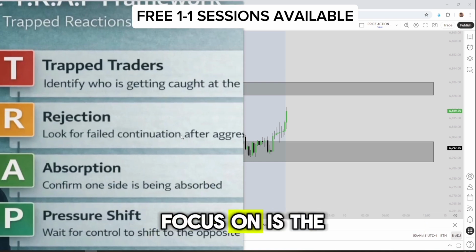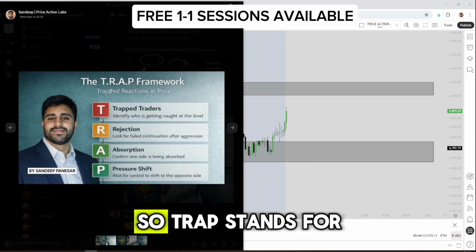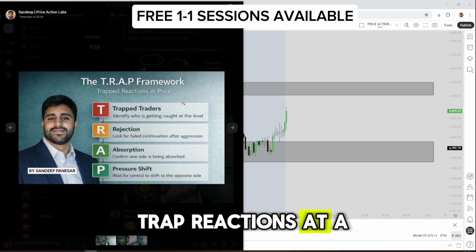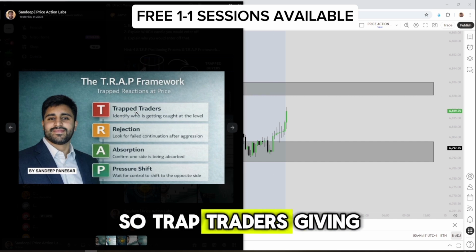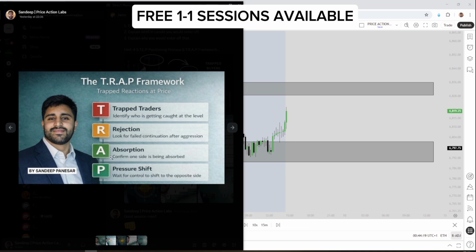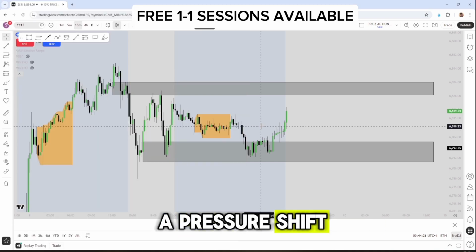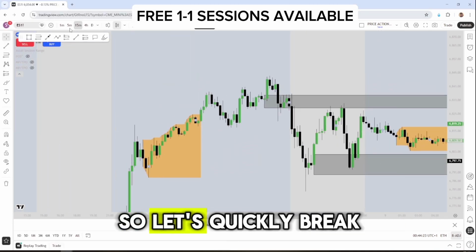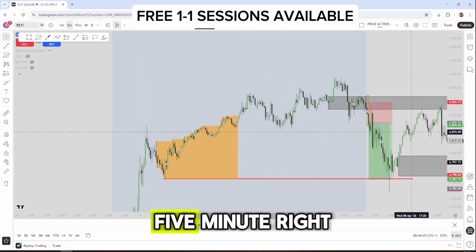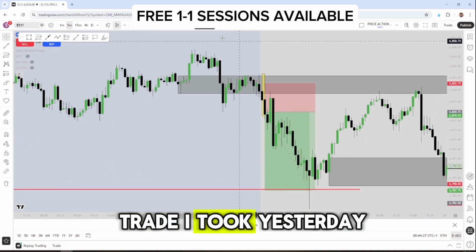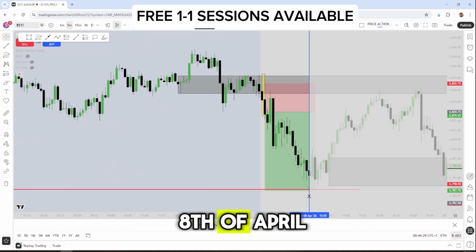So what we want to focus on is the TRAP framework, right? TRAP stands for trap reactions at a certain price, right? So trap traders giving us a rejection, absorption, and then a pressure shift. So let's quickly break this down on the 5 minute, right? So this was one trade I took yesterday, yesterday being the 8th of April.